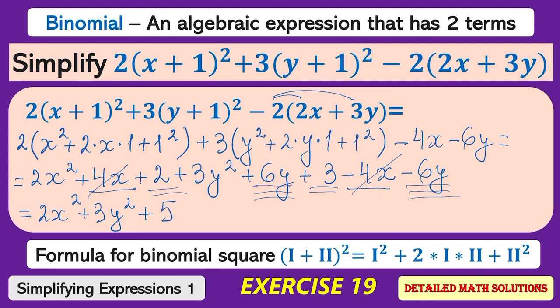And what I have left is 6y minus 6y. It's again the same term with opposite signs, which equals 0, or they cancel out. Therefore, 2x squared plus 3y squared plus 5 is the final simplified expression. Now it has 3 terms. Therefore, this expression does not simplify to a binomial.